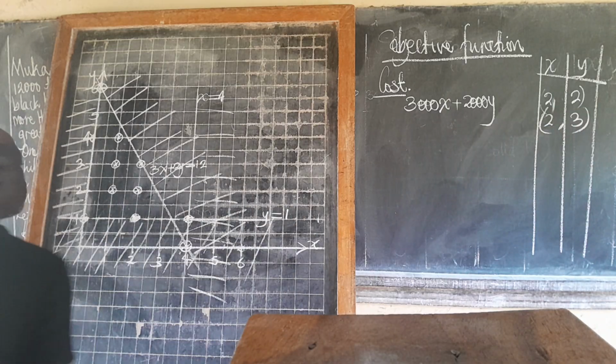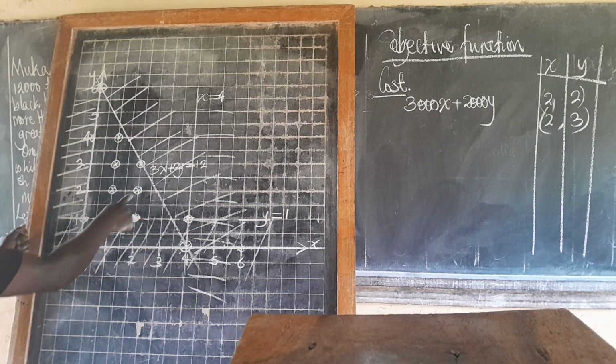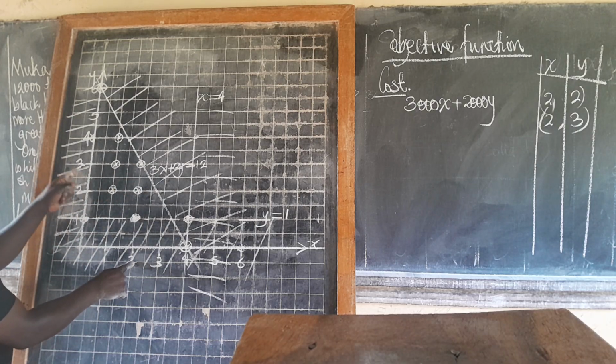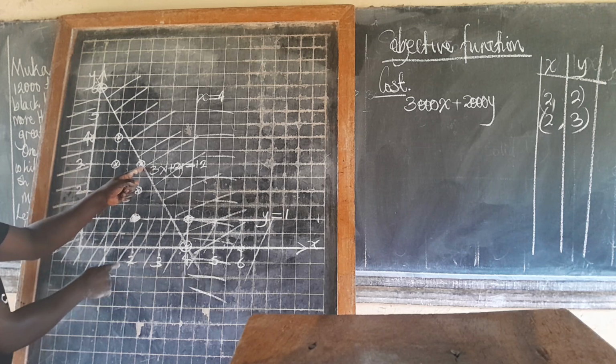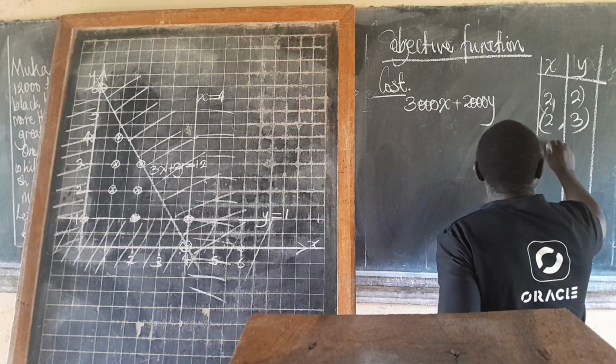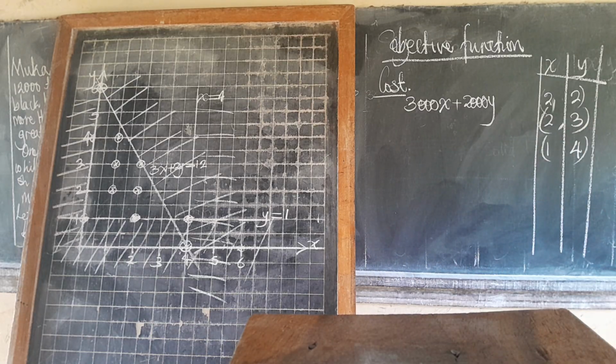We said when we are looking for the maximum and the minimum, we use the vertex points. And the vertex points we've isolated are this one, this one, and then this one. So for this case, we have 3. Therefore, this point is (2, 2). Then this one is (2, 3). Then another point is (1, 4).